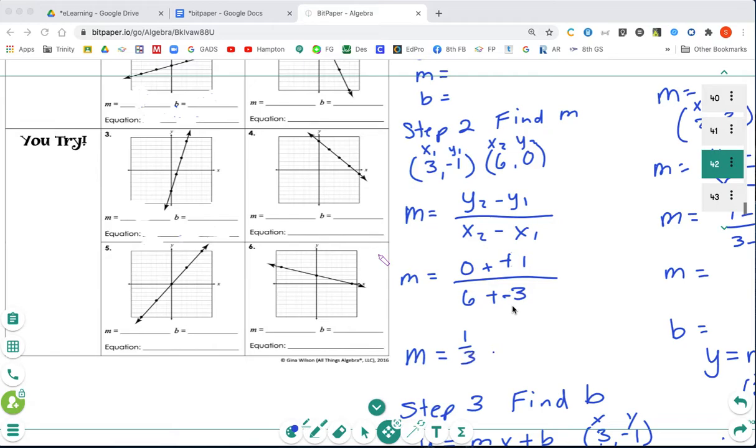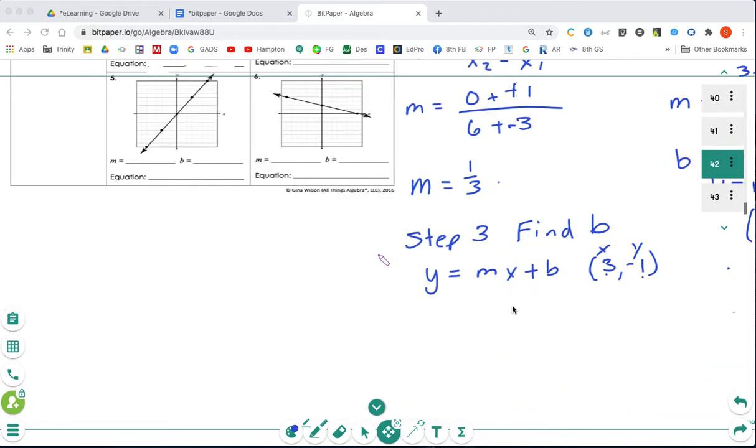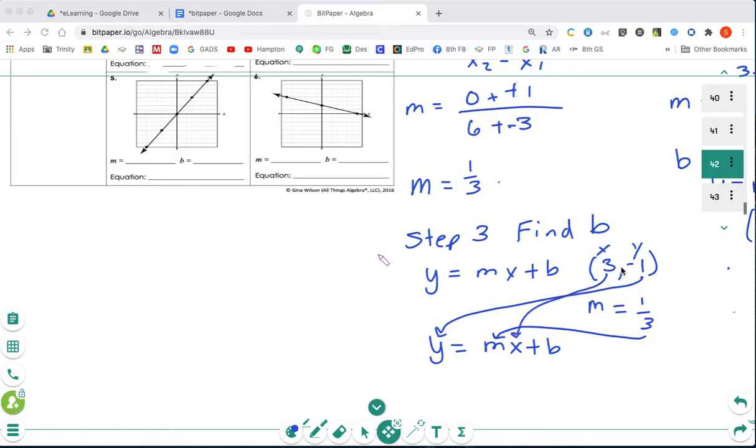Now what I'm going to do is find the b. So I'm going to come down here and write my formula, y = mx + b. And I'm going to use my ordered pair, (3, -1), and the slope that I just found, m = 1/3. I'm going to put my y in for my y, I'm going to put my slope in, and I'm going to put my x in.